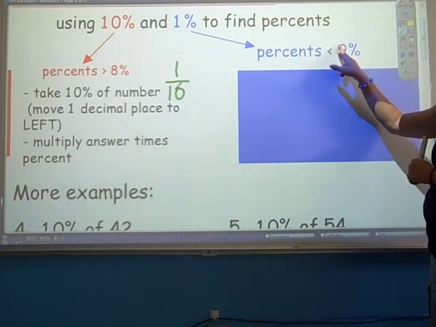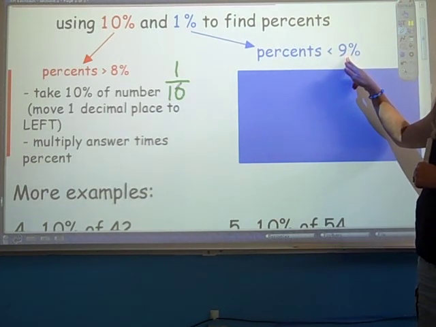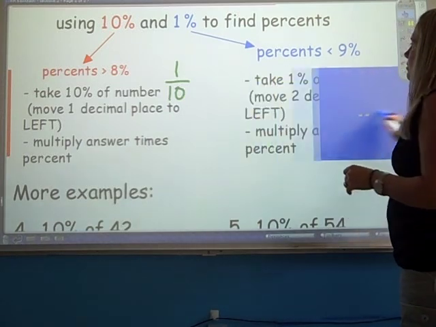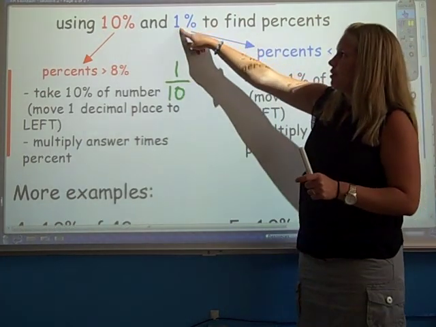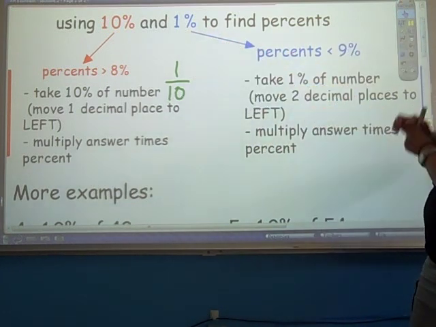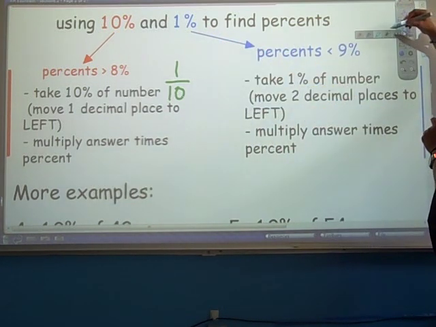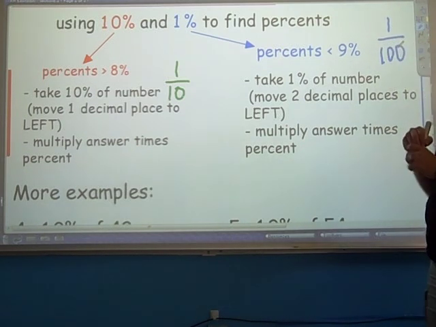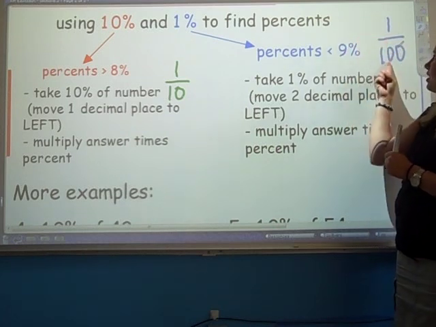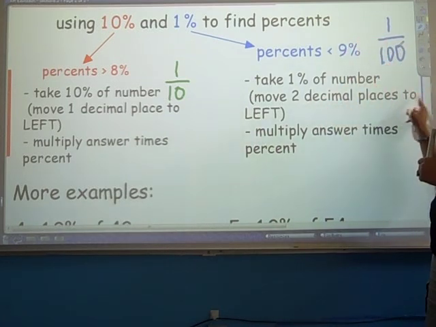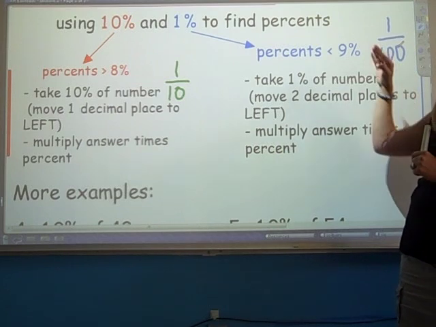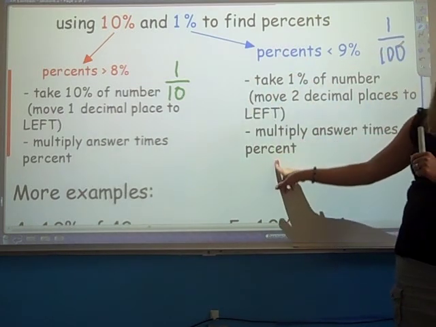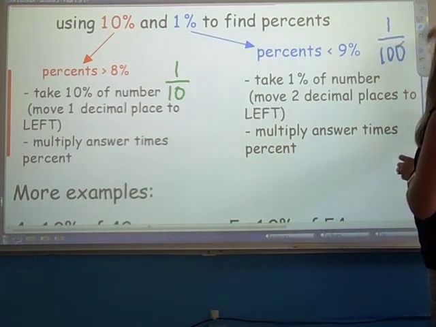If it's a small percent, less than 9%, 8%, 7%, and so on, or a fraction, you're going to use the 1% method. That's why I have 1% here. You take 1% of the number. 1% is like 1/100th of the number. 1% means 1 out of 100, which means you move it 2 decimal places to the left. Because you're dividing by 100, you move the decimal place over 2. Multiply the answer times the percent. So let's do some examples.